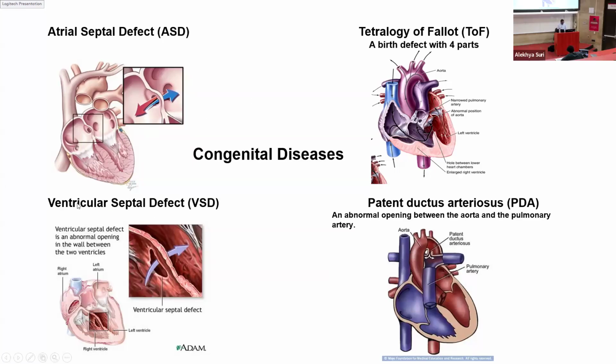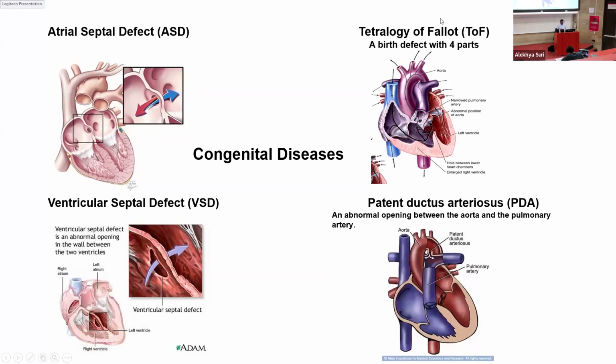And similarly, the ventricular septal defect. Here there is a hole in the interventricular septum, so there is an abnormal opening between the left and right. So that results in a mixing of oxygenated and deoxygenated blood. So that can cause the hypertrophic conditions.